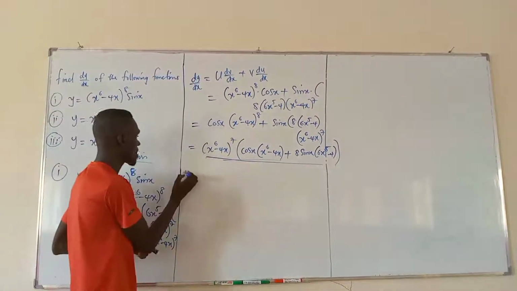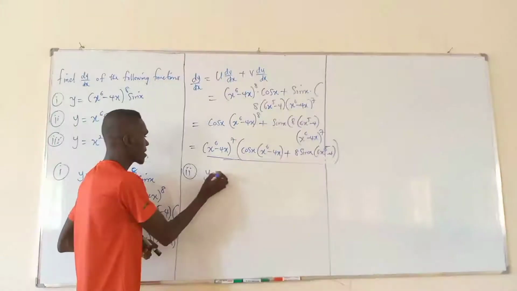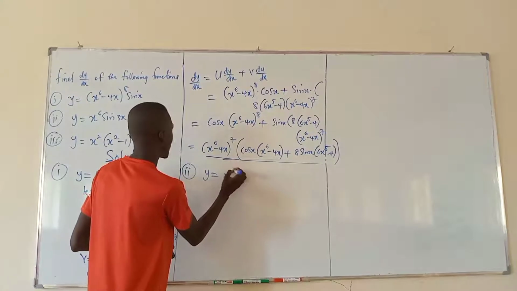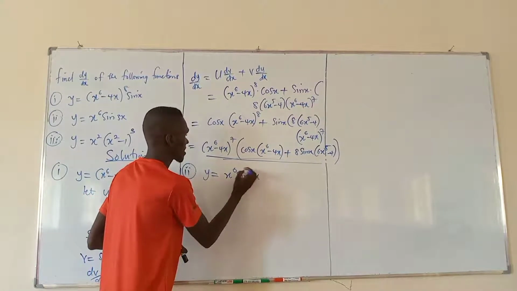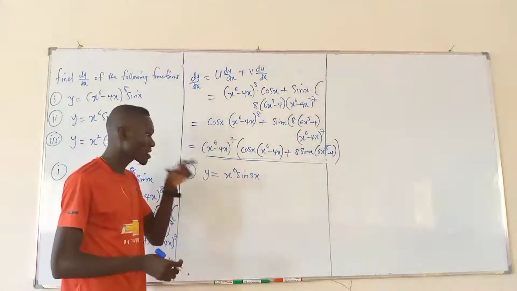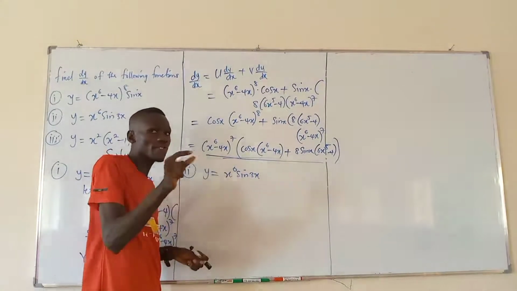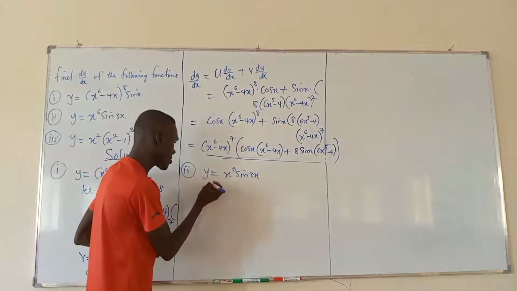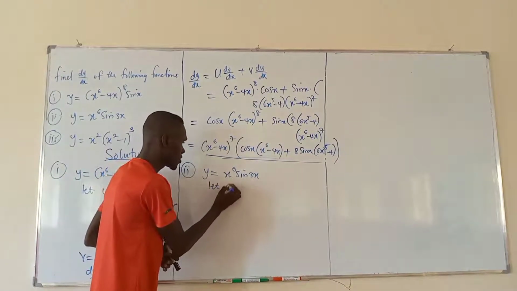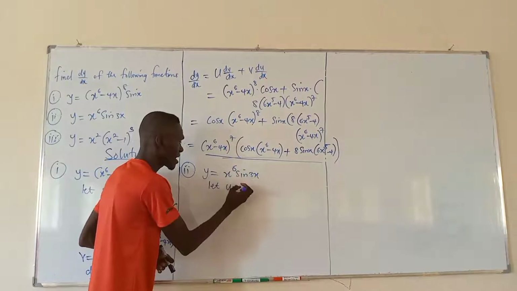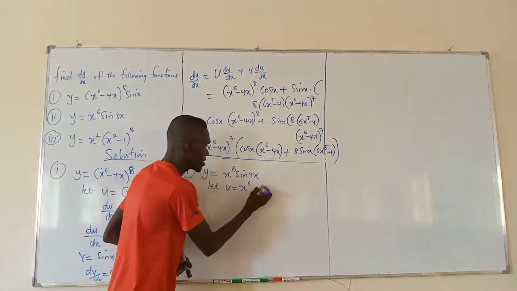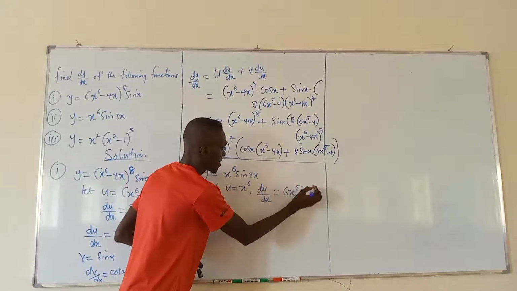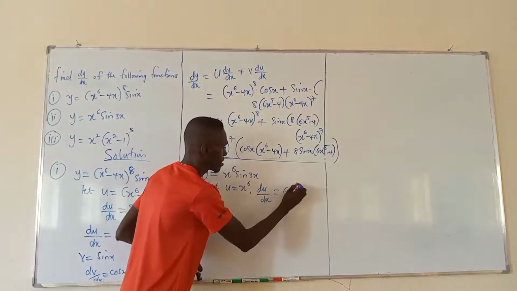So going for the second one, which says y is equal to x raised to the power 6 sine 3x. This is still a function of a function because I'm having my sine containing a certain function in it, which is 3x. So this one will still use the product rule. We say let u equal the first part, which is x^6, so that our du/dx is going to be 6x^5. Sorry, this should be 5.